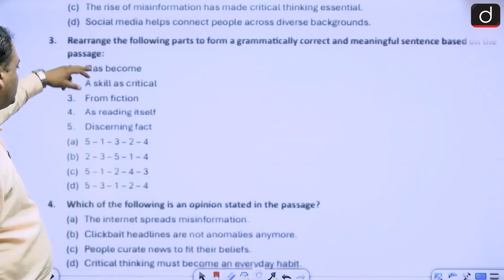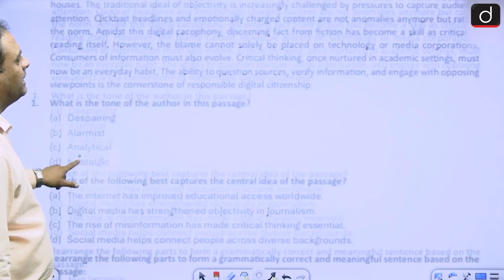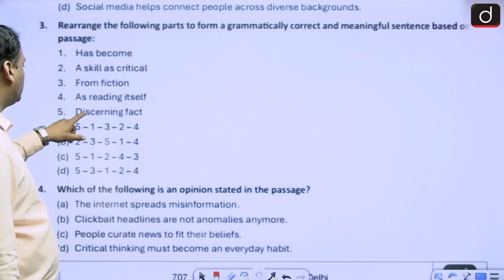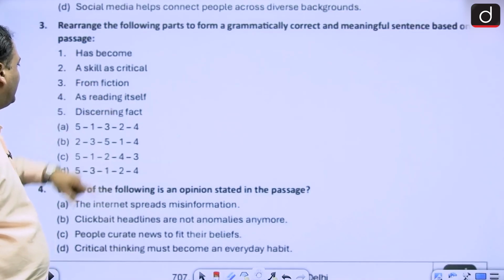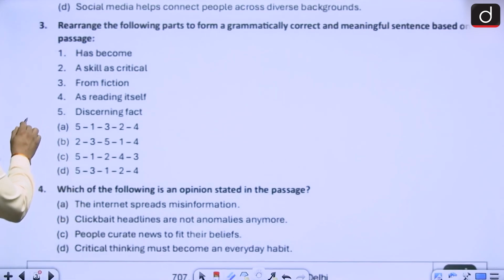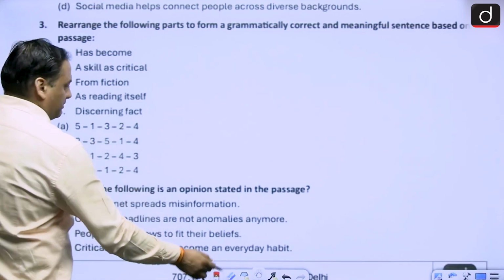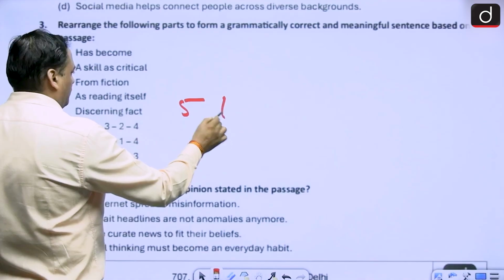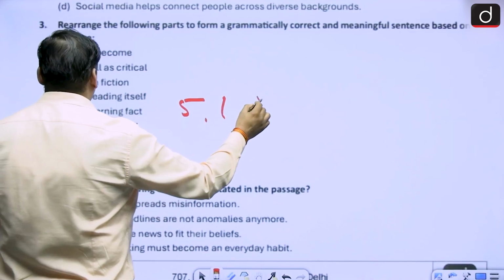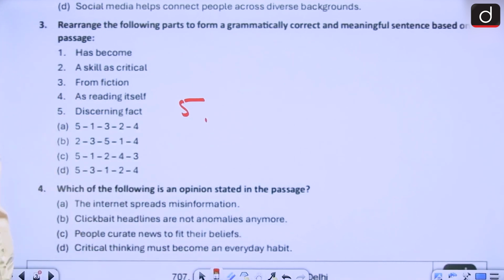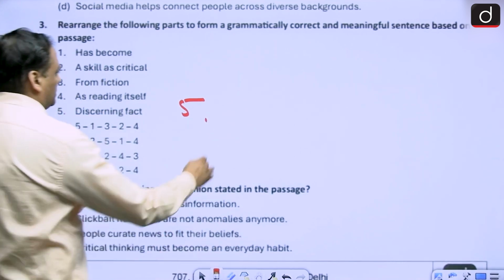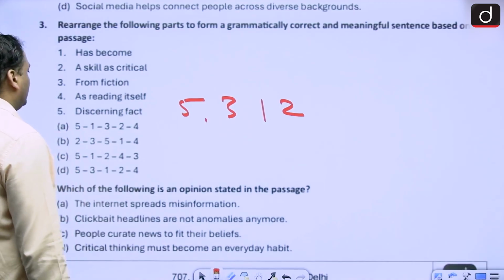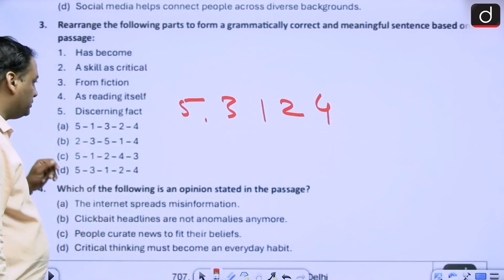Now, one more thing. All these things, but it is given in the passage: discerning fact from fiction has become a skill as critical as reading itself. So what should be there? Discerning should come first of all, fifth one, discerning fact from fiction, यानी कि one, फिर होगा has become, no, fifth, discerning fact from fiction, third one, has become, first one, a skill, second one, as critical as, fourth one. So 53124, 53124, it is the right one.